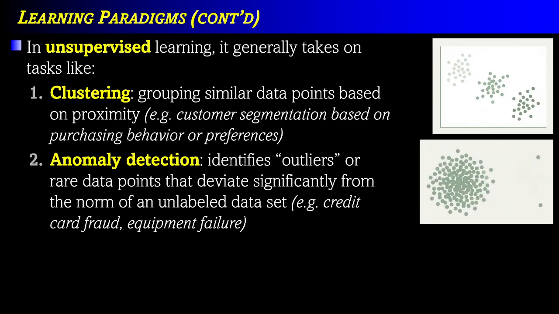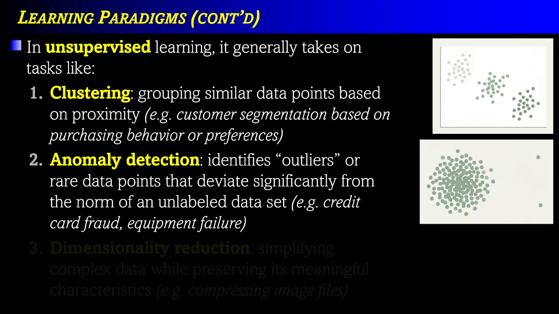Then there's anomaly detection. So looking for those outliers. So you can see in this graph, there are two circles that are outside of the cluster, right? These are those rare occasions, those data points that deviate significantly from the normal data, okay, of an unlabeled data set. For example, if we're looking at fraud, credit card fraud, or maybe a certain piece of equipment fails on rare occasions, those would be outliers or anomalies that the model is generally looking for.